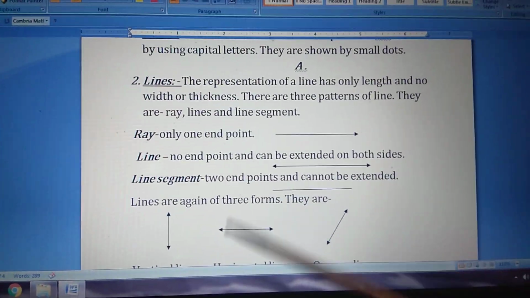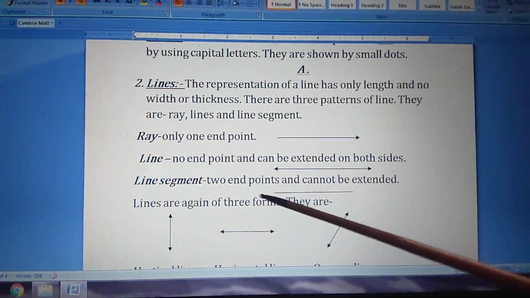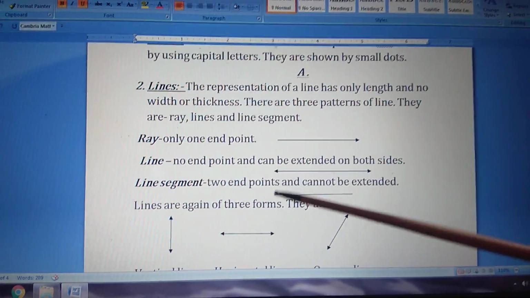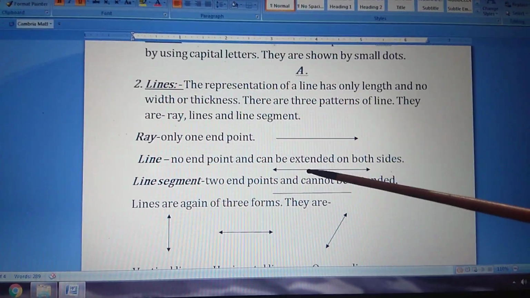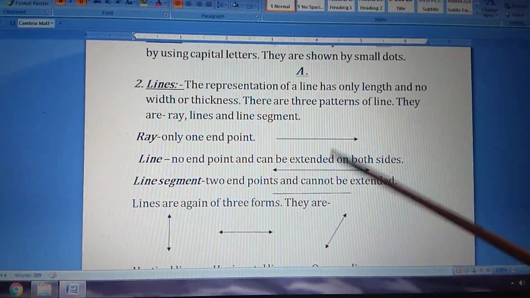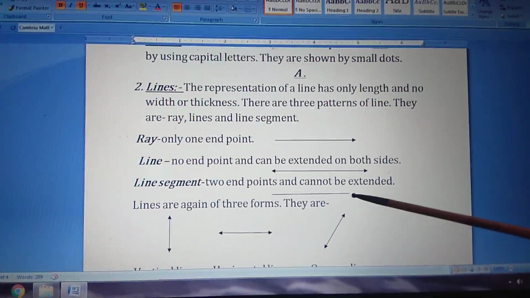Now what is a line segment? A line segment is a part of a line. It has two end points and it cannot be extended. It has a fixed length. A ray and a line do not have a fixed length, but a line segment has a fixed length. It has two end points.